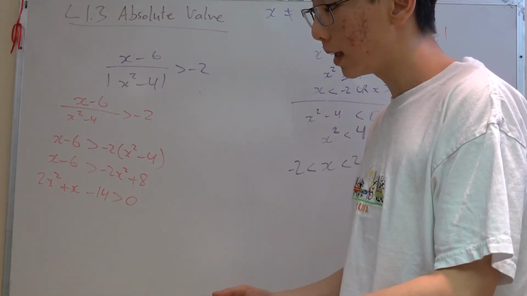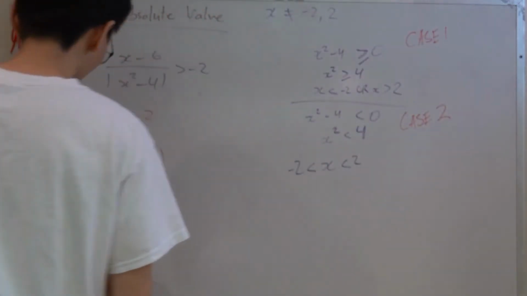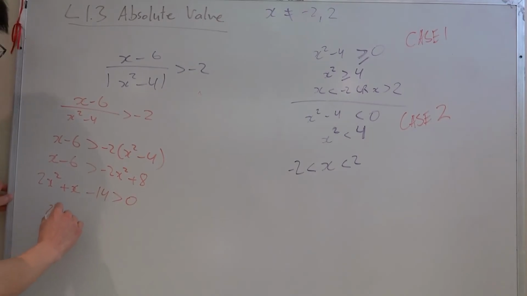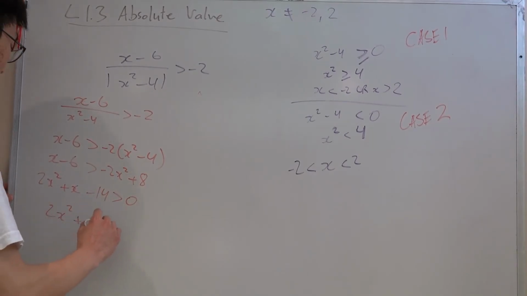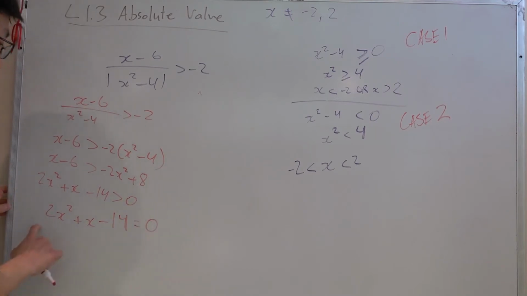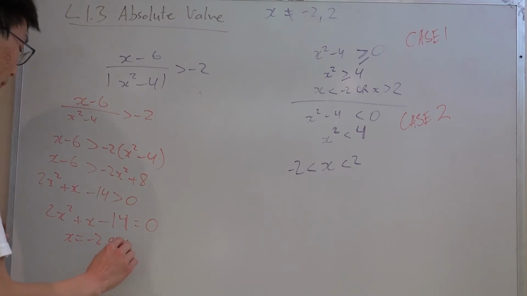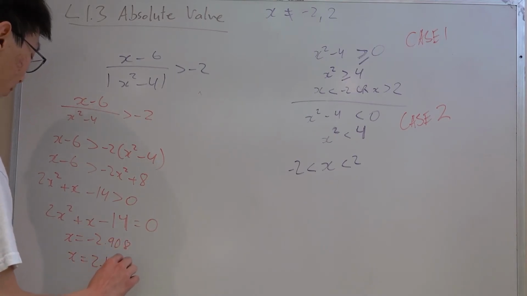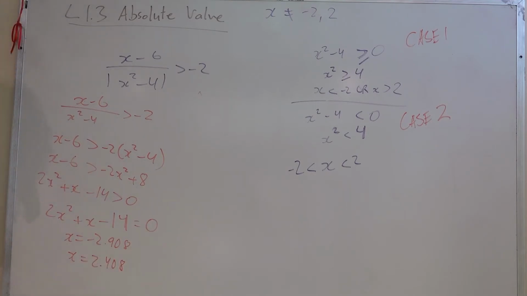You could do the ways that you had in grade 11 of just completing the square or something. But I'm just going to tell you the answer. I personally didn't complete the square. I just looked it up on Desmos. All I'm looking for are the zeros here, right? Because once I know that, I can solve this inequality. It turns out that the zeros are -2.908 and 2.408. I just got that from graphing.